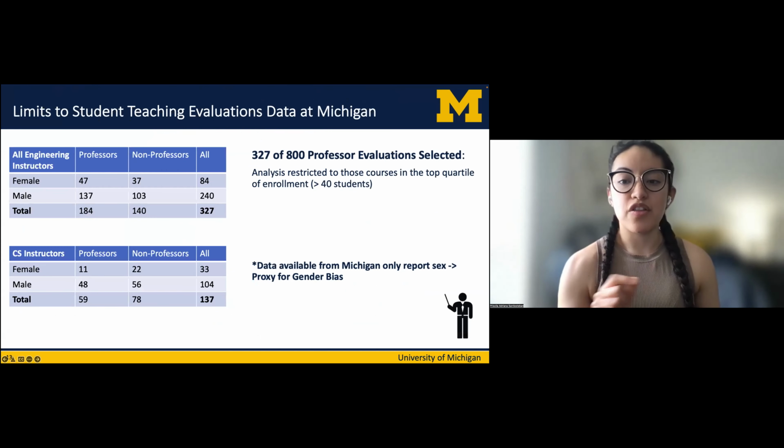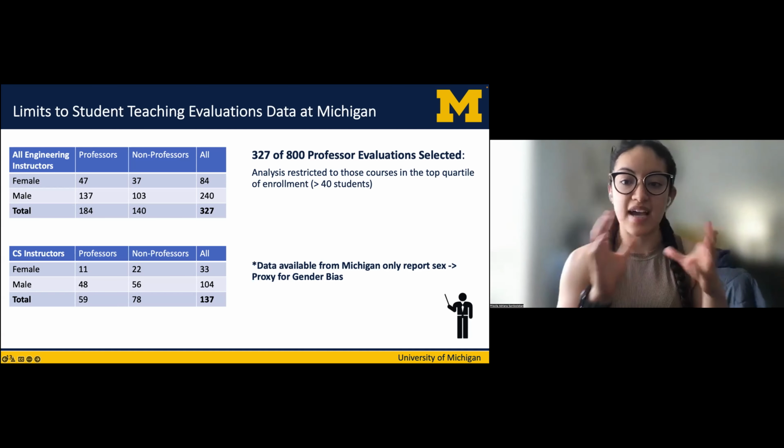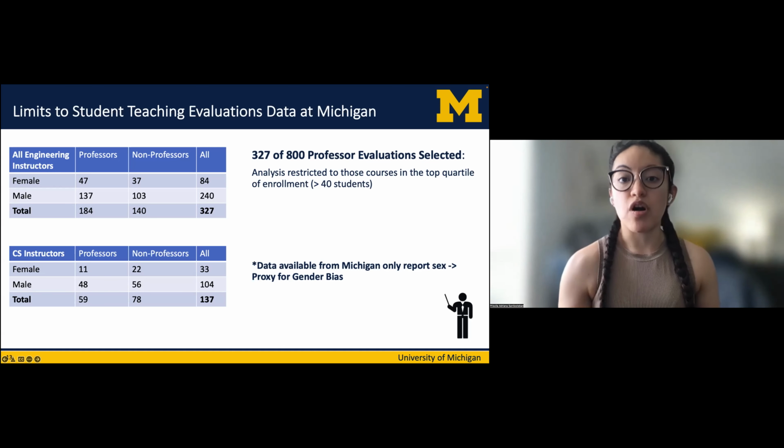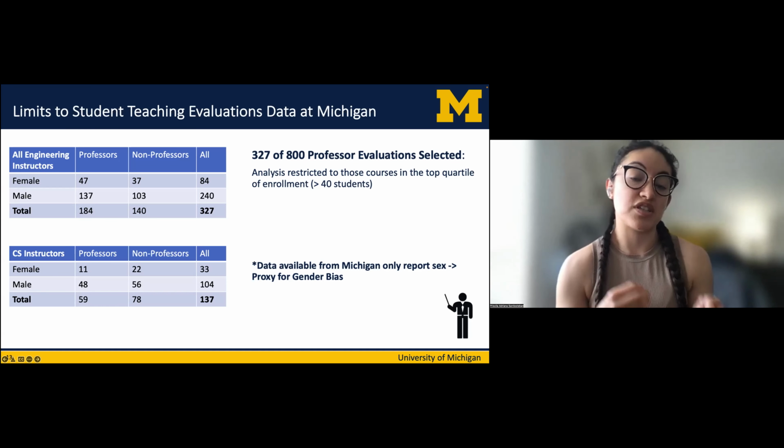Just for clarity, although our primary focus was to investigate the biases that may exist in the evaluations for computer science professors, we also investigated non-CS engineering professors just to aid in that comparison. We also looked at evaluations submitted for non-professors, or what we would call student instructors, and these include students who are instructional aides and teaching assistants, because here at the University of Michigan, students are also allowed to evaluate those student instructors. Finally, because the University of Michigan does not collect information on gender from their professors, we ended up using sex as a proxy for gender bias.